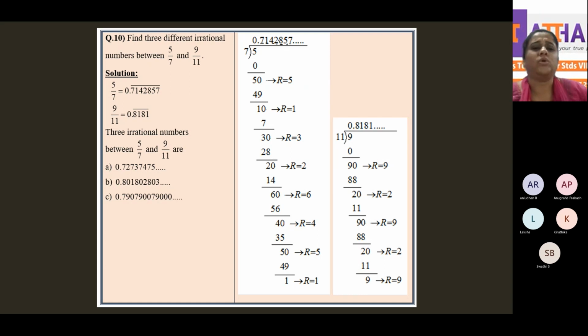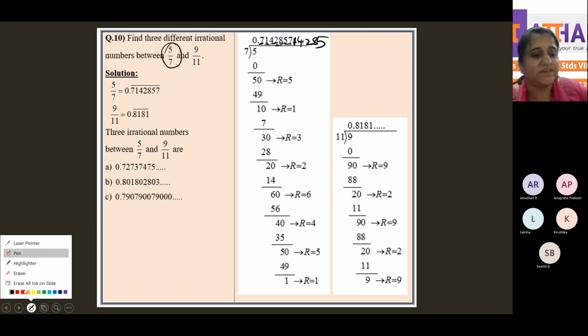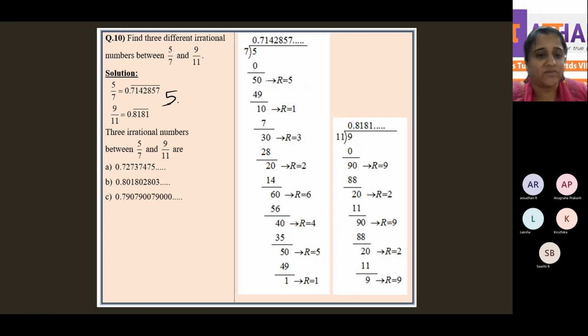Now you will ask me, how do you know that after 7, 1 only will come? What if something else comes? 5 by 7 is a P by Q form. It is a rational number. So if 7 comes again, then automatically 1 only will come after that, 4 only will come after that, 2 will come after that, 8 will come after that, 5 will come after that. Because 5 by 7 is P by Q. It is a rational number.